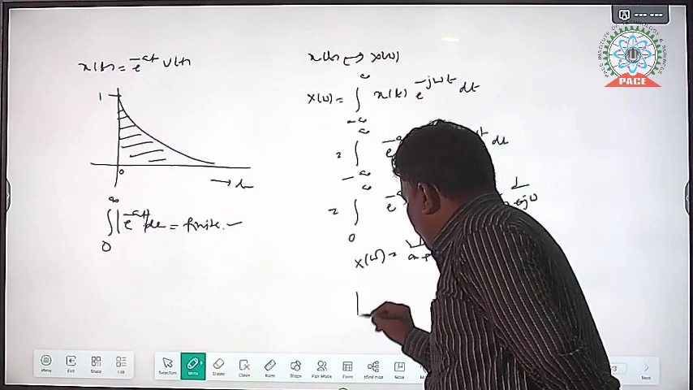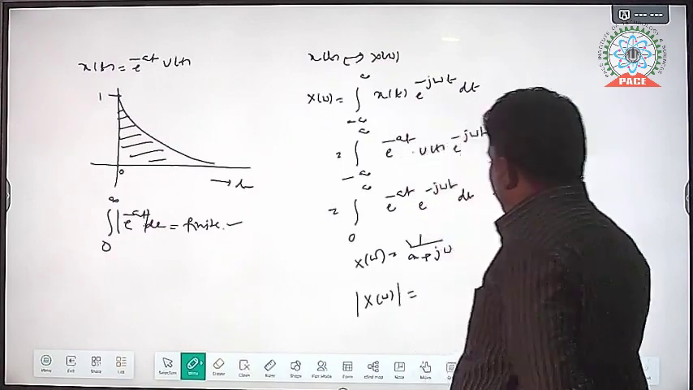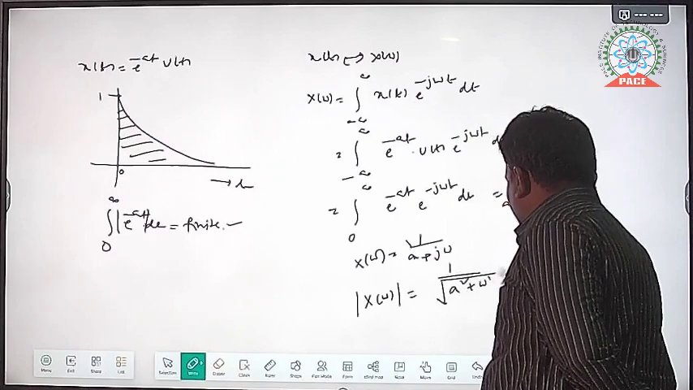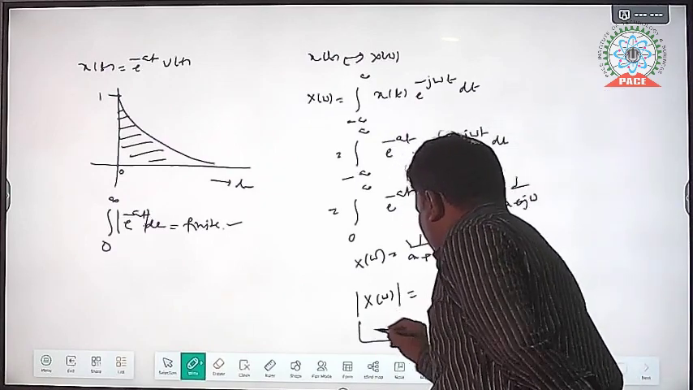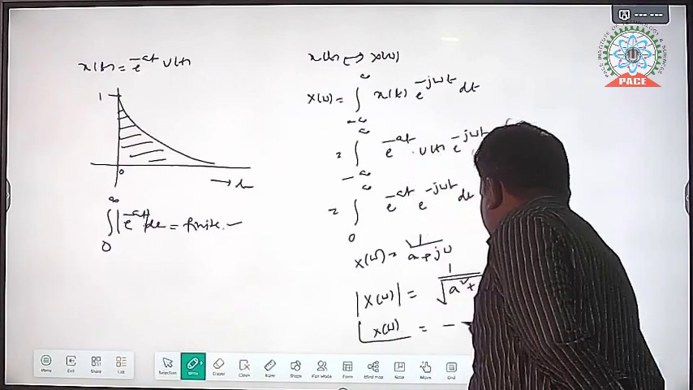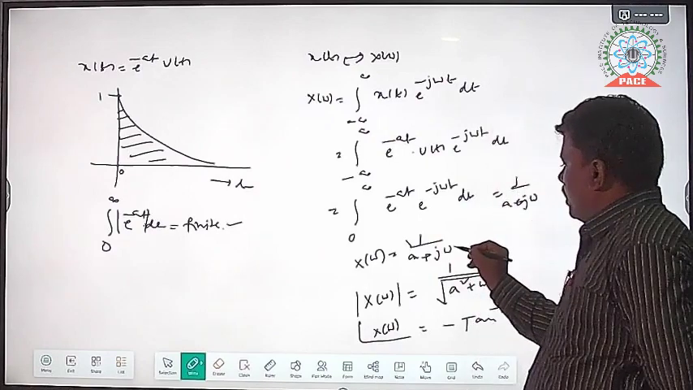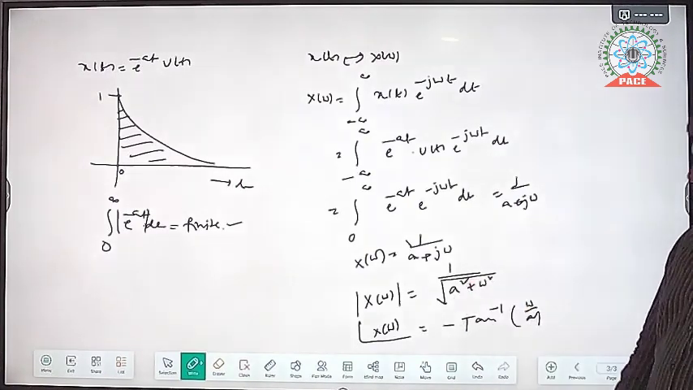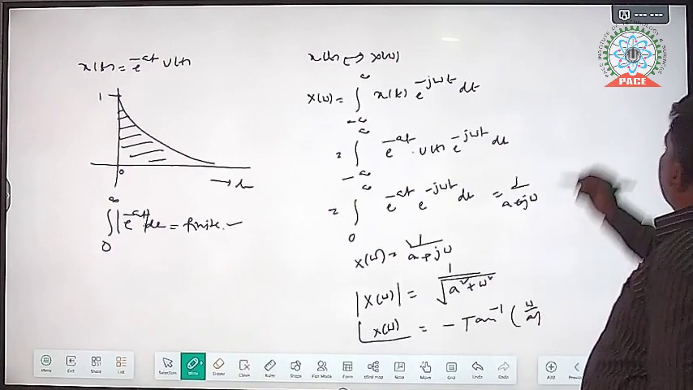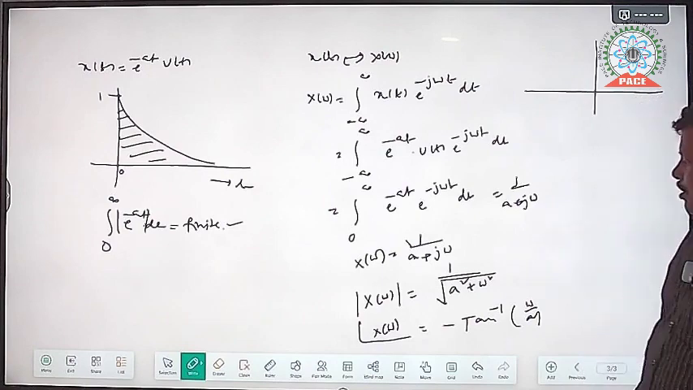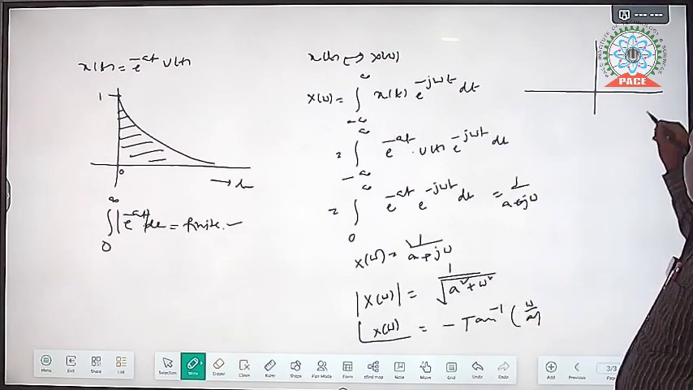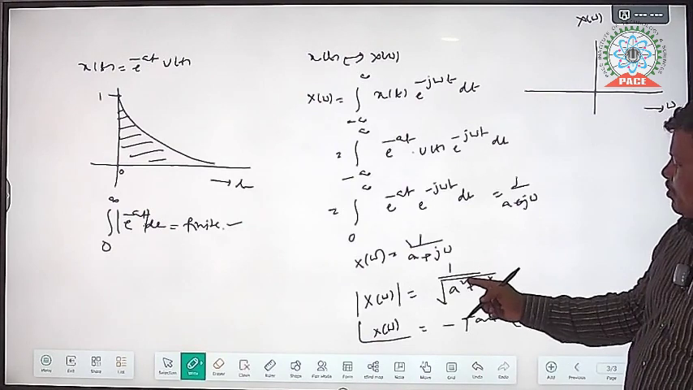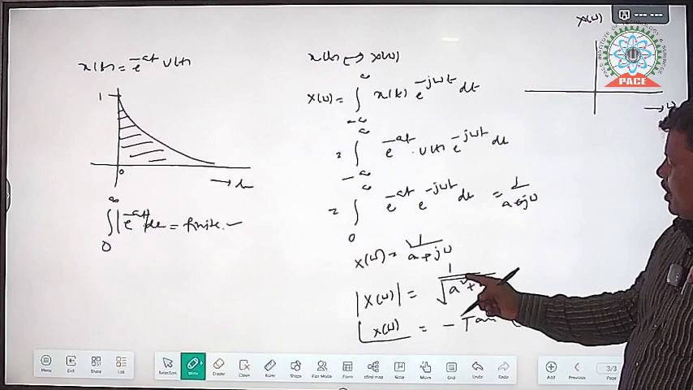So what about the magnitude of the spectrum? Magnitude of X of omega equal to 1 by square root of a square plus omega square. This is the magnitude. Phase: the phase of X of omega equal to minus tan inverse of imaginary part by real part, that is omega by a. Now observe the frequency spectrum in graphical representation and also the phase spectrum in graphical representation. This is the magnitude X of omega. At omega equal to 0, it is 1 by square root of a square; the square and root cancel, so it is 1 by a.